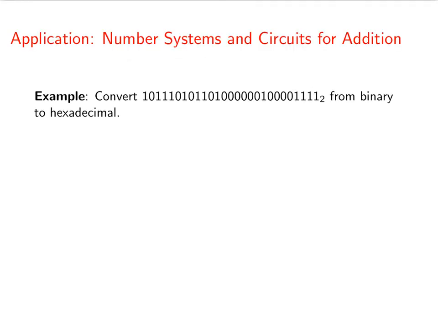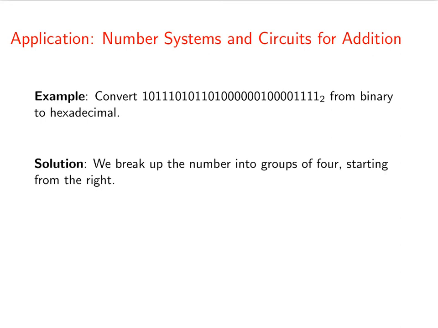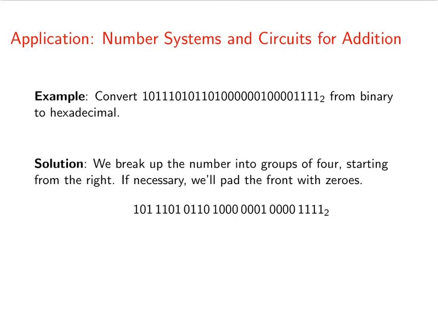All right, so let's do an example. Let's convert this horrible looking binary number into hexadecimal. So what we're going to do is break up the number into groups of 4 starting from the right. And if necessary, we'll pad the front with zeros. So here's our number in binary, and if you look carefully, I've broken this up into groups of 4 bits. Put a little bit of space in between these groups of 4 bits.